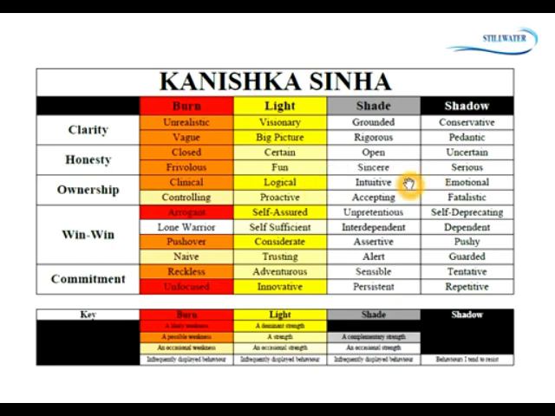Logical is fairly obvious. Intuitive means listening to the empathetic side of conversations, people, my own emotions. Proactive means I start things, but if I take too much control, then I can become controlling. Accepting means, the things that are out of my control, I'm okay, I understand that. But sometimes that can become fatalistic. Self-assured means I'm quite comfortable telling people what I'm good at. Unpretentious means that I don't show off.